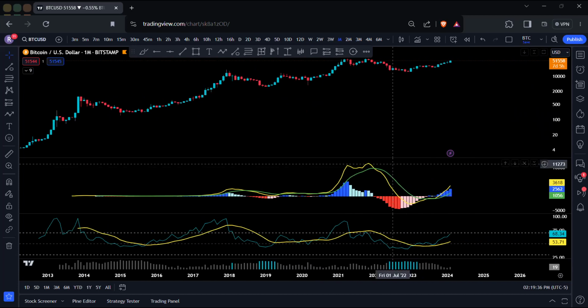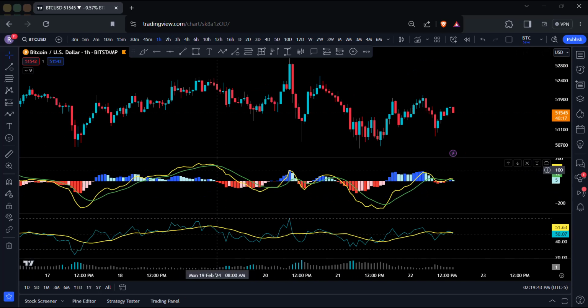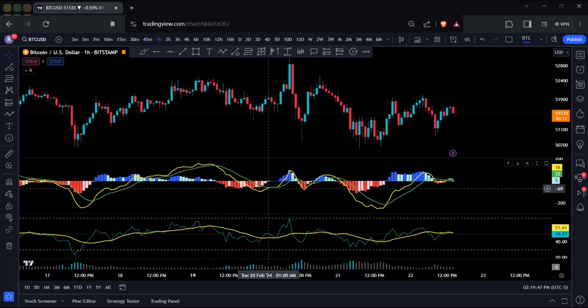This right here is a death cross. But the impact of the death cross or golden cross means more on longer time frames, okay?